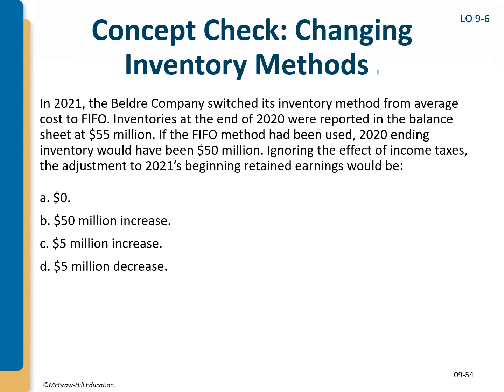So Belgery Company switched its inventory method from average cost to FIFO. Inventory at the end of 2020 was reported in the balance sheet at $55 million. If the FIFO method had been used, 2020 ending inventory would have been $50 million. So what should happen to beginning retained earnings? It should decrease by $5 million. Why? Because we're going to credit inventory for $5 million and debit retained earnings.